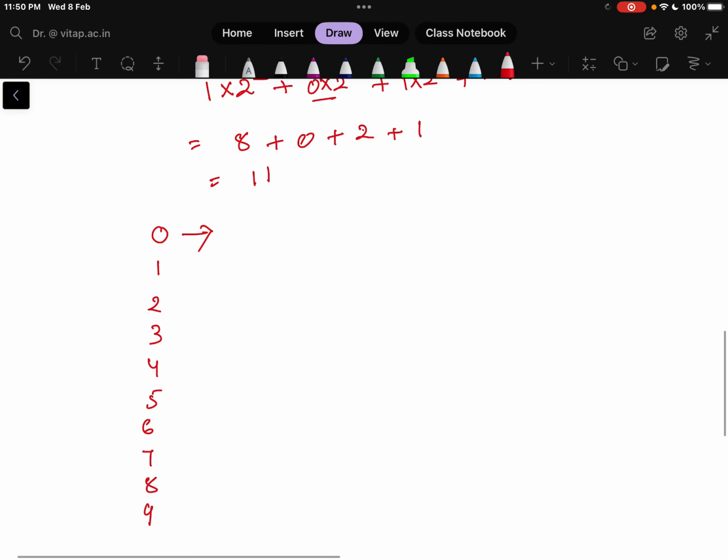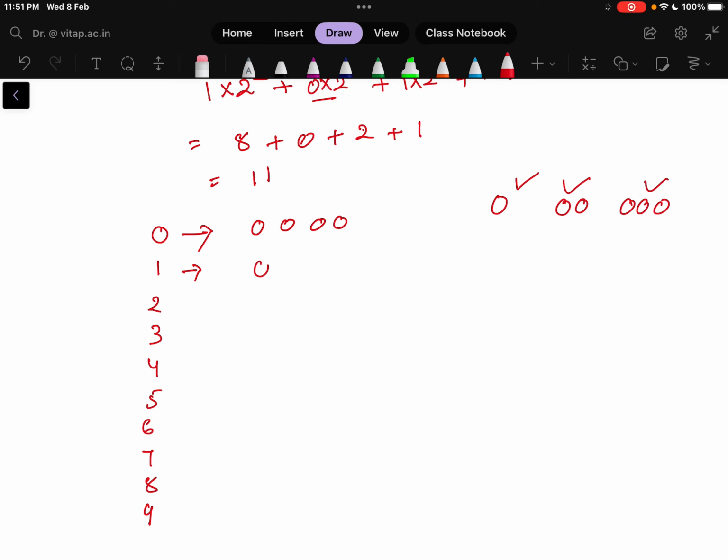For 0 I will write 4 zeros, 0 0 0 0. You can write 0 also, it is correct. You can write 0 0 also, it is correct. You can write 0 0 0 also, it is correct. Why I am writing 4 zeros, I will tell you later. Next is 1. How to represent that? 0 0 0 and the last one will be 1. If you find the place values, it is 0 plus 0 plus 0 plus 1 into 2 to the power 0, that equals 1.